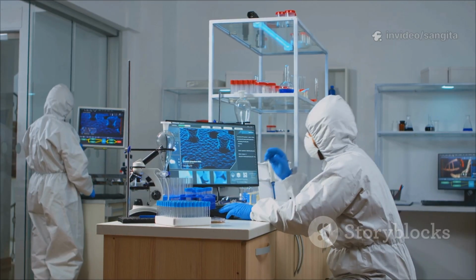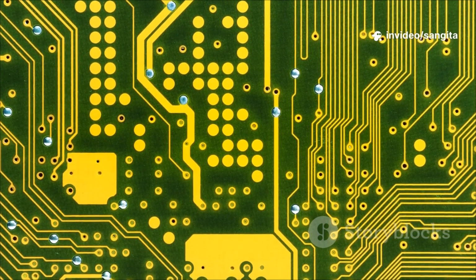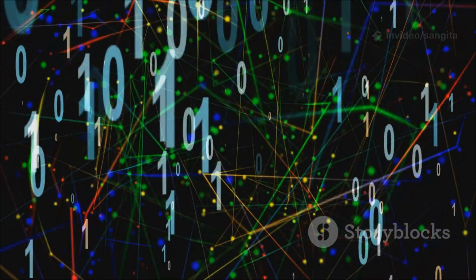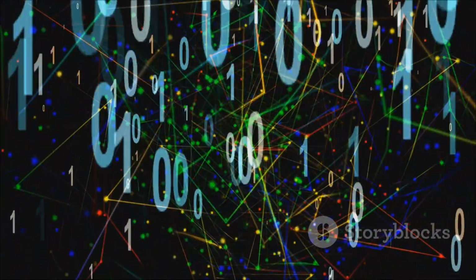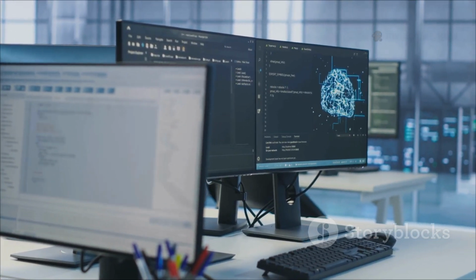Now that we have got the introduction about quantum computers, let's compare them with traditional ones. Traditional computers use bits, binary digits that can be 0 or 1. Everything from web browsing to AI models runs on combinations of these bits.